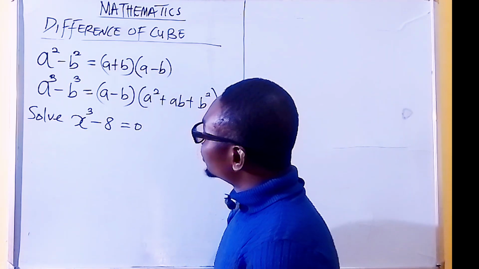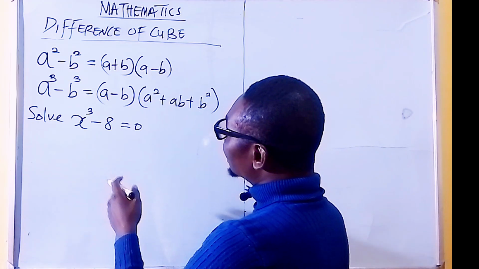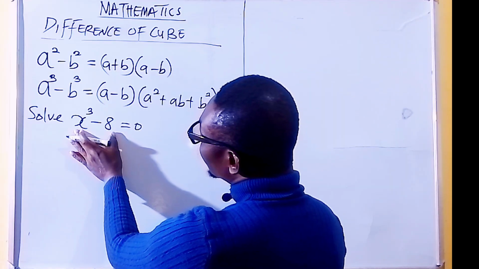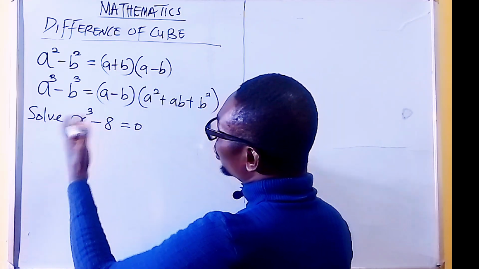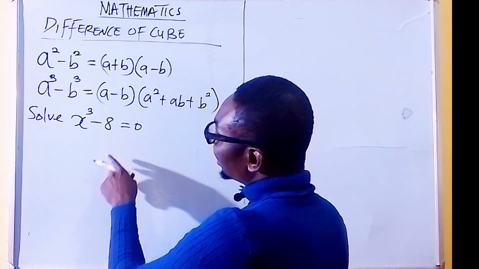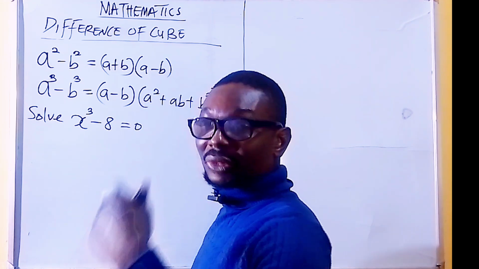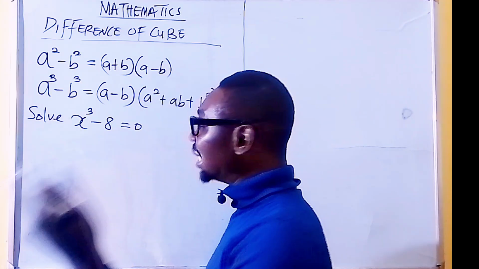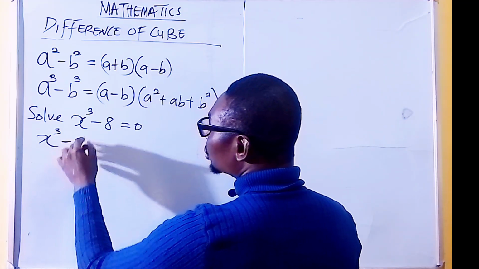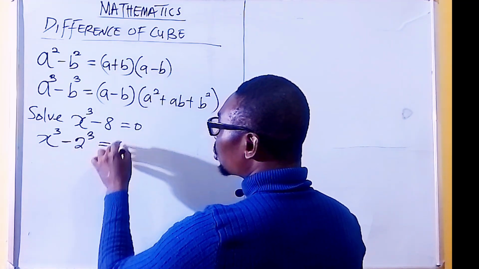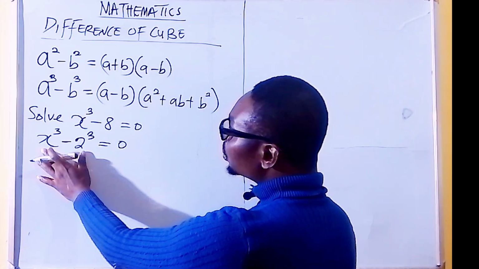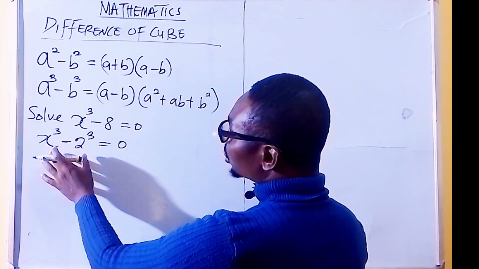Now, x raised to the power 3 minus 8 is equal to 0. We can write this as difference of cube. Why? Because the index form of 8 is 2 raised to the power of 3. That is 2 times 2 times 2, which is 8. So we now have x raised to the power 3 minus 2 raised to the power of 3 is equal to 0. Now, we need to factorize this, since we now know that it's difference of cube. So we need to factorize it.